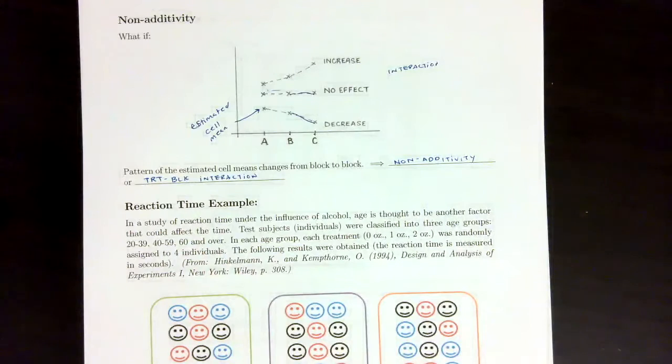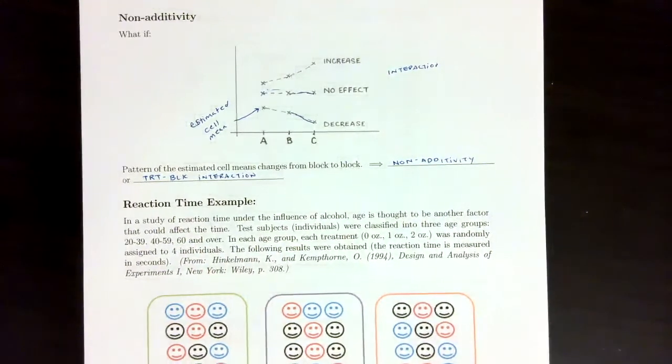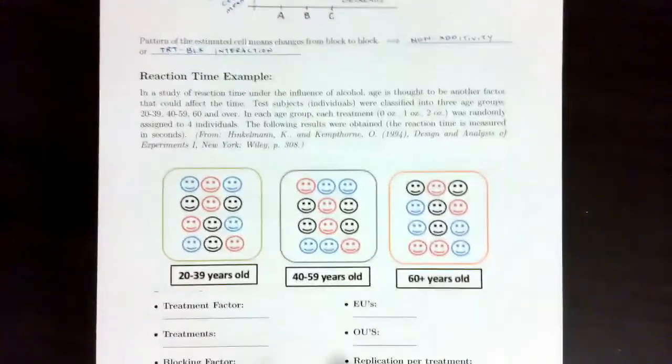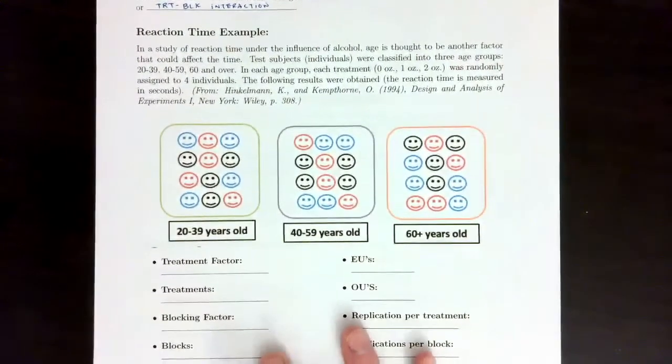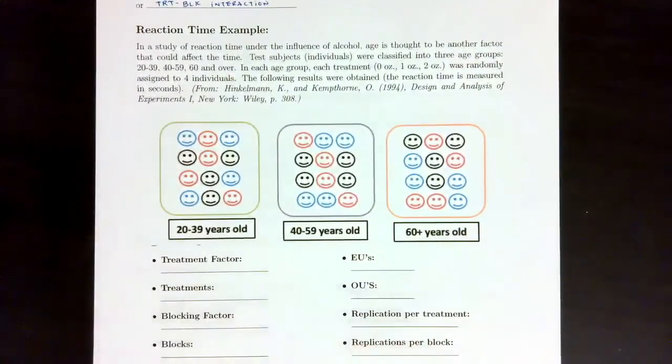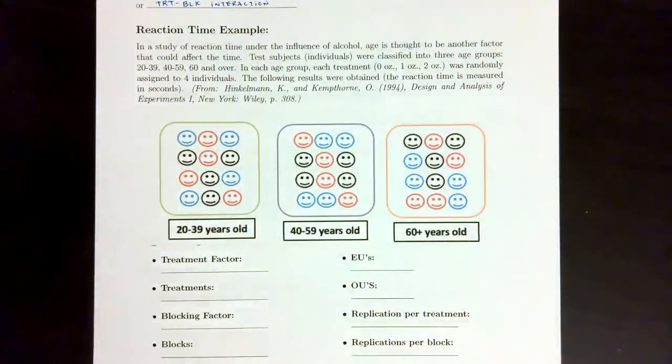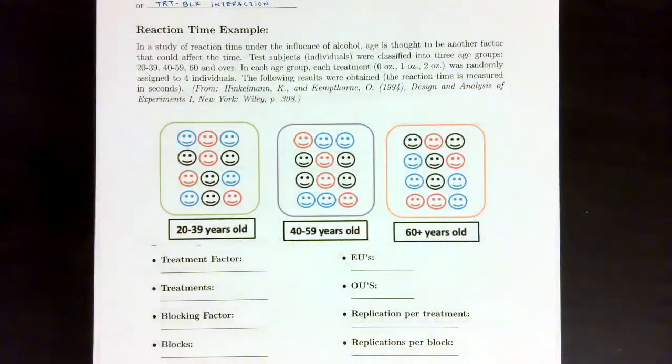Okay, so let's go to an example and understand the design and how we're setting it up. And then we'll start to talk about the model. So here in the reaction time example, which will be our main example for this week, we want to study the reaction time under the influence of alcohol, and age is thought to be a factor that could affect the time. That seems reasonable.